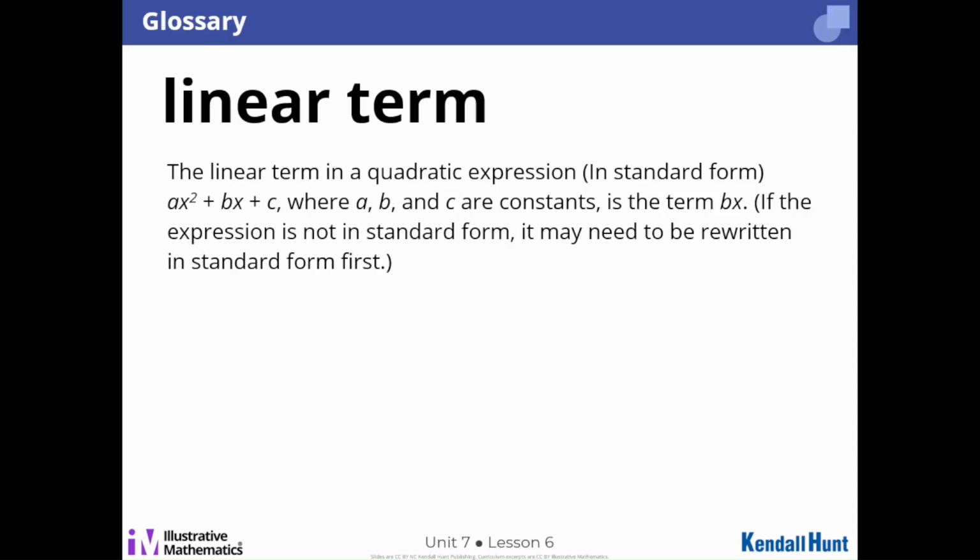This is when we refer to something as being the linear term. So the constant term is the number that's by itself. It doesn't have a variable that it's being multiplied by. We call that the c term. The linear term is where you have x with no exponent or also x to the power of 1. This is the linear term. So in standard form, it's our bx term.